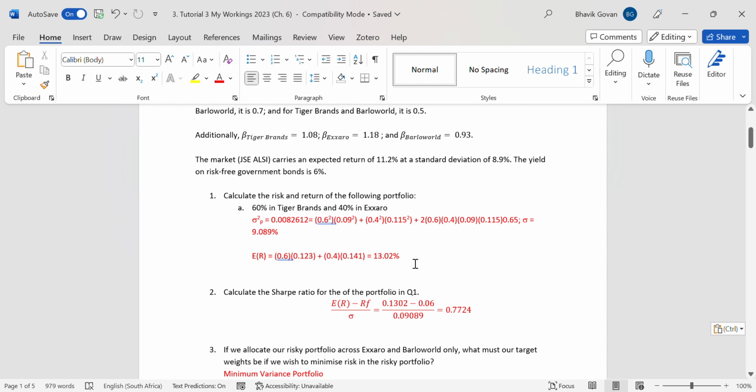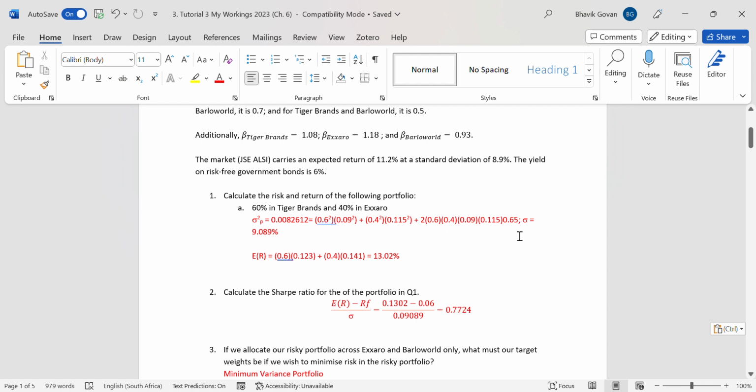The variance of this portfolio is calculated differently. So remember your formula, it'll be the weight of asset 1 squared times the standard deviation of asset 1 squared plus the weight of asset 2 squared times the standard deviation of asset 2 squared plus 2 times the weight of asset 1 times the weight of asset 2 times the standard deviation of asset 1 times the standard deviation of asset 2 times the correlation coefficient between asset 1 and asset 2. That'll basically give you the variance.